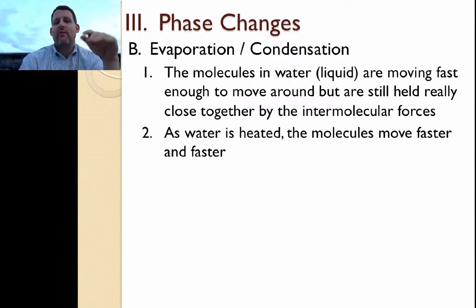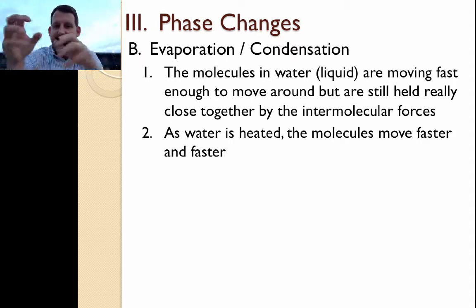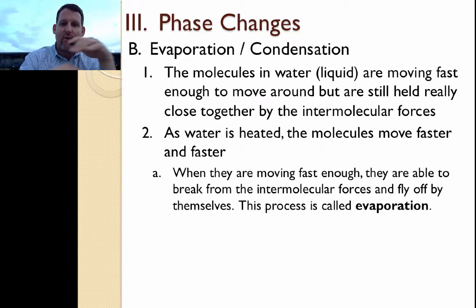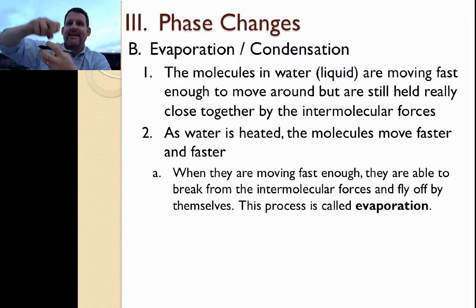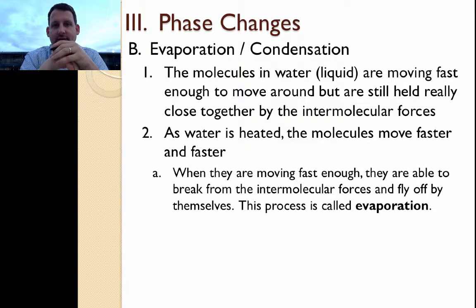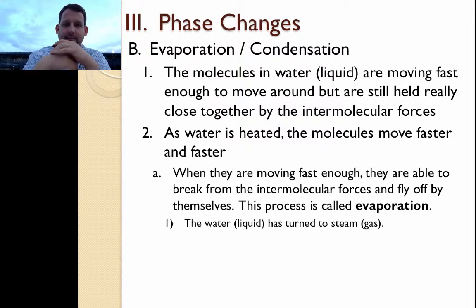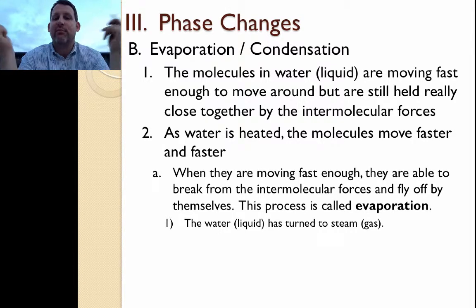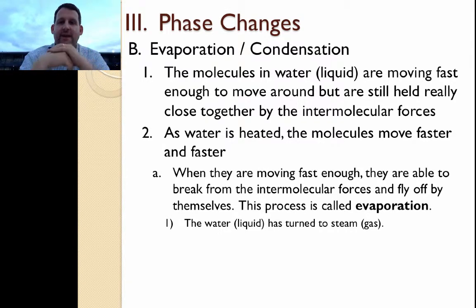Now, as you heat the water, it's moving around faster and faster, switching places, going all over the place. At some point, they're going to be moving fast enough that they're actually able to totally break away from each other and escape the surface of the liquid. That process is called evaporation, and this is when a liquid turns into a gas. For example, water turning into steam when you boil it, or just water evaporating at the table. It's those particles breaking away into the air.